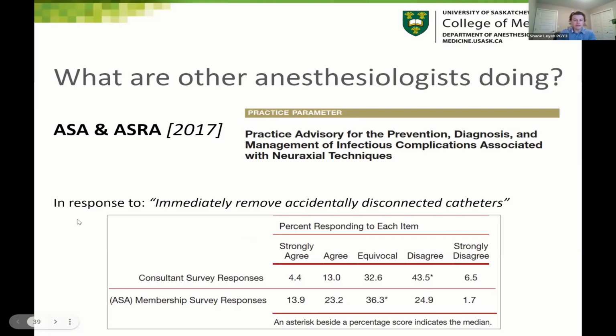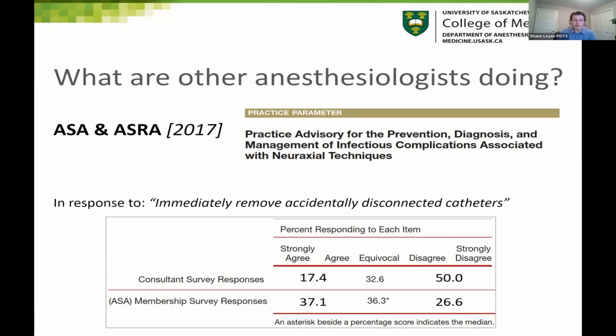So I found when looking at this, it looks like kind of an even spread, but if you combine the agree and strongly agree and the disagree and strongly disagree, I think it highlights the disagreements more between the expert consultants, who disagree with that statement in general or are equivocal, whereas the ASA members in general are pretty evenly split about what to do.